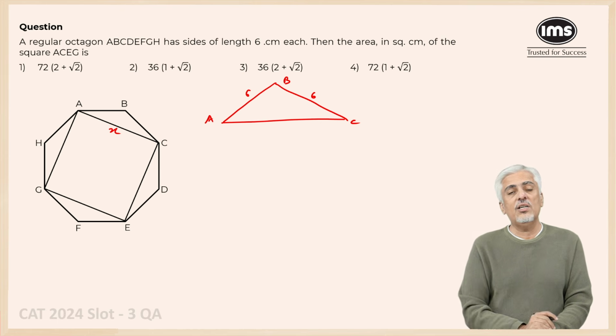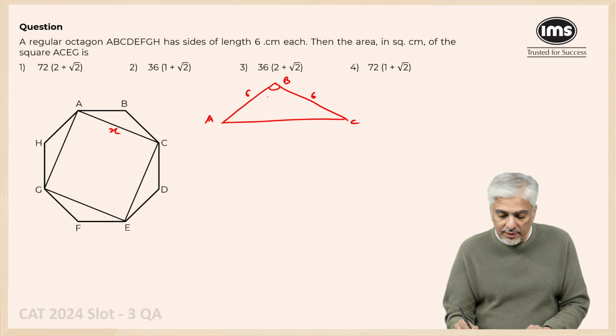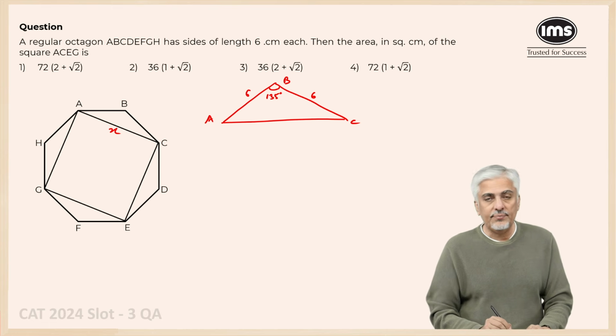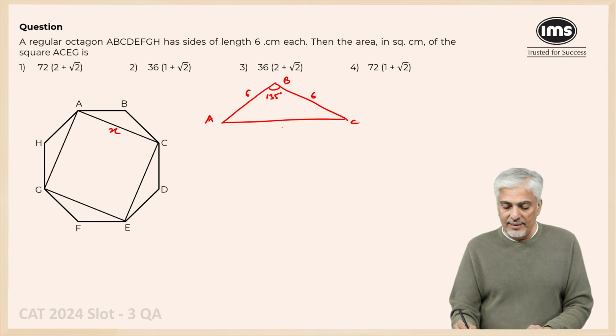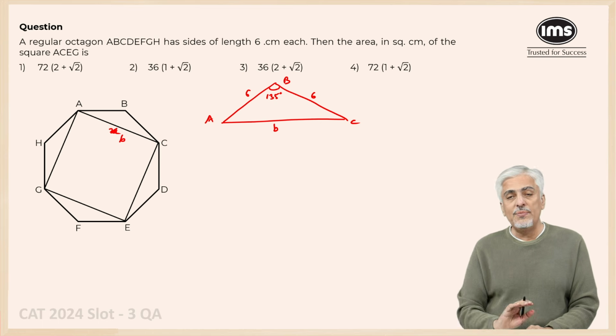What is the angle of a regular octagon? The exterior angle is 360 upon 8, which is 45, right? And therefore the interior angle will be 135. Now, I want to find this side. Let's call it small b because it is opposite to angle B. I want to find b square.